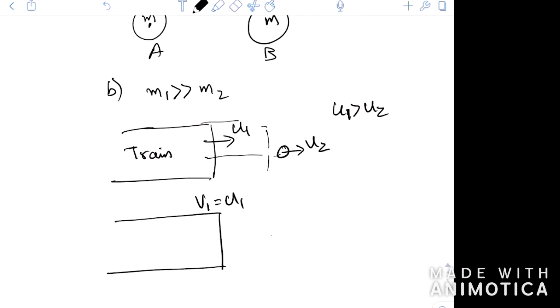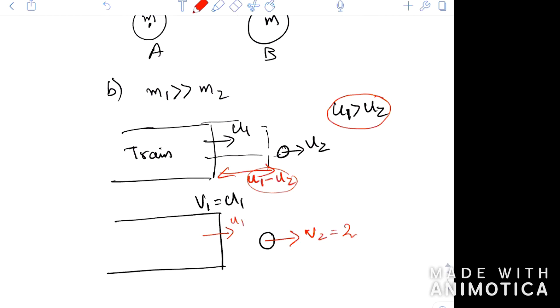But for the ball, what will happen? The velocity of separation has to be equal to the velocity of approach. Now you can see here the velocity of approach is u1 minus u2, where u1 is greater than u2. Okay, so the velocity of separation also has to be the same. So the train is going in this direction with u1, and the ball has to go with a velocity u1 minus u2 greater than that. So it will have a velocity of 2u1 minus u2 in this direction.